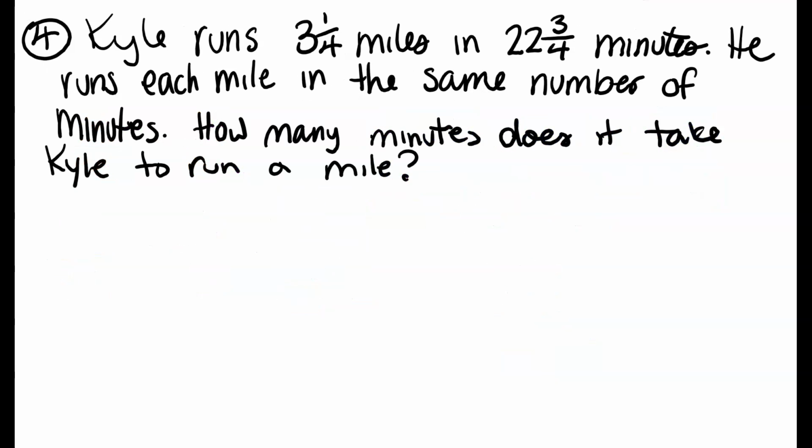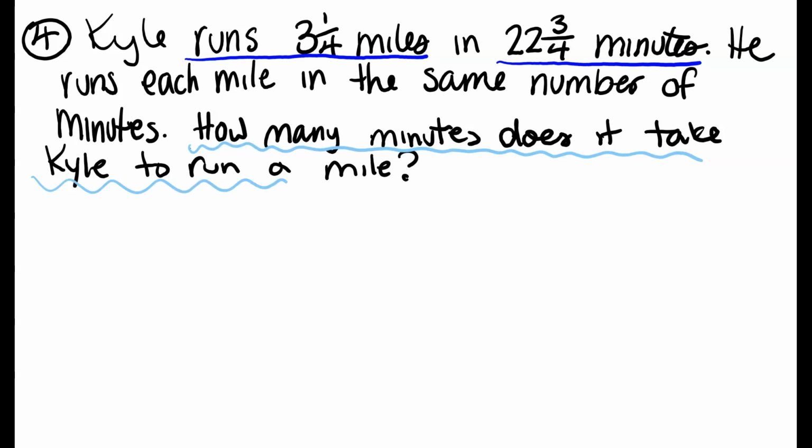Number 4 says, Kyle runs 3 1/4 miles in 22 3/4 minutes. He runs each mile in the same number of minutes. How many minutes does it take Kyle to run a mile? First up, we underline what's important. He runs 3 1/4 miles in 22 3/4 minutes. We know he runs each mile same number of minutes. And we squiggle underline our question. How many minutes does it take Kyle to run a mile?